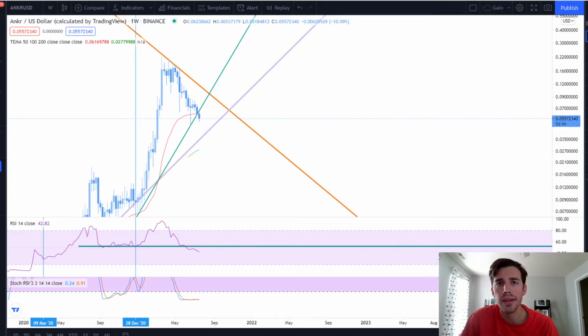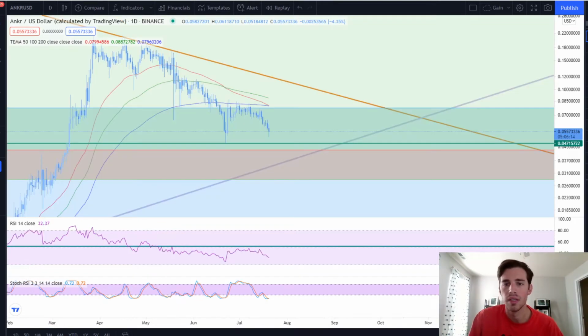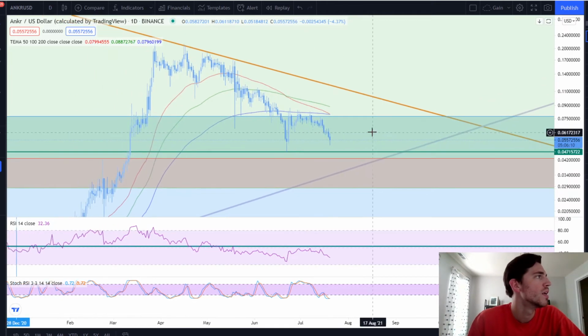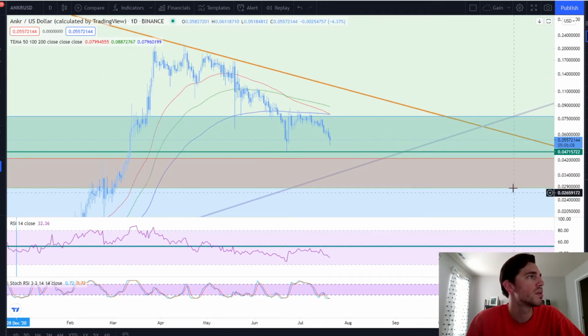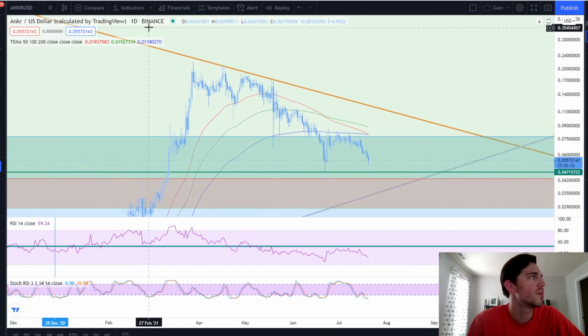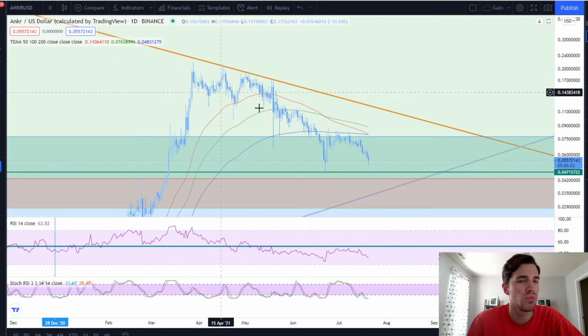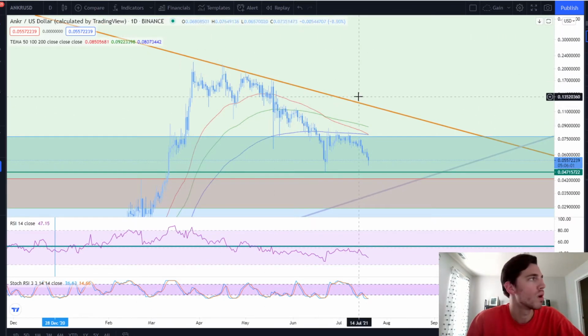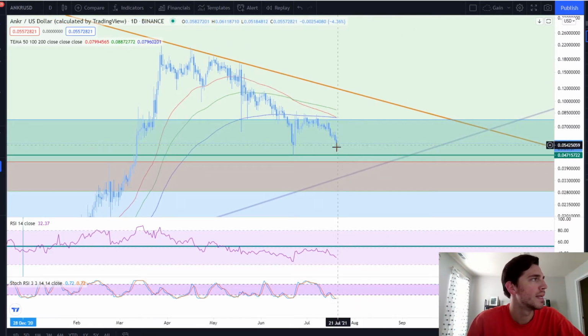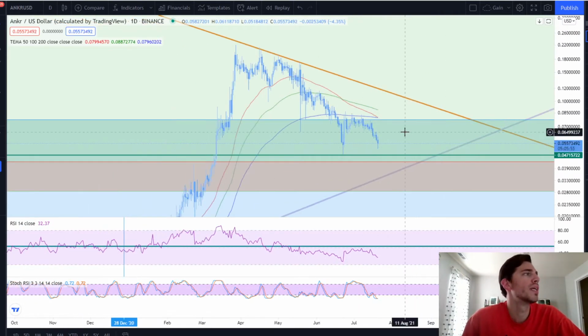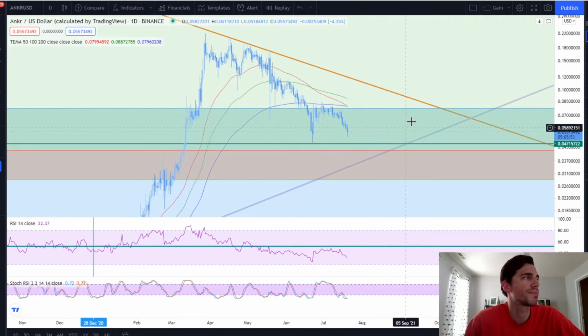So let's go ahead and dive into the charts. As you can see right now, you see Ankr on the daily here. We're still in this somewhat downward trend. I still have my orange resistance line here drawn out from the beginning of the price decline. And we're kind of just hovering in between Fibonacci retracement levels, essentially.